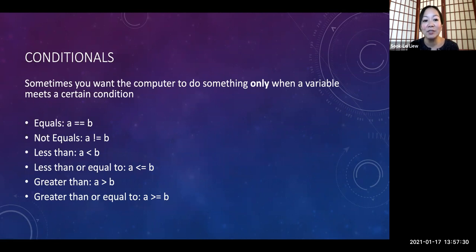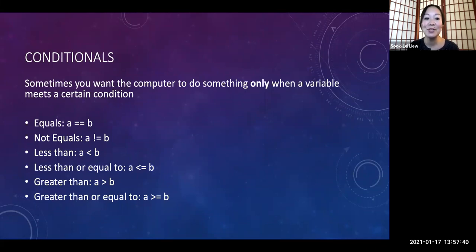And then conditionals, this is that Boolean data type that we talked about, where the data output is either true or false, those are the only two values it can hold. So sometimes you want the computer to do something only when a variable meets a certain condition. And that's actually really common.